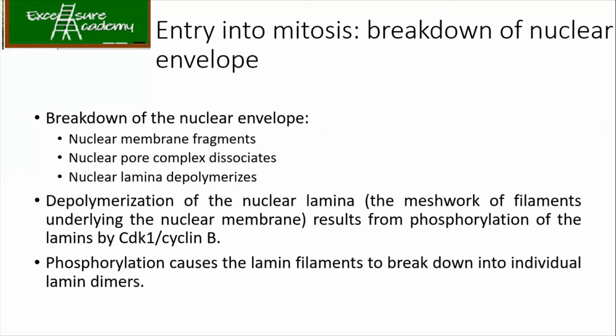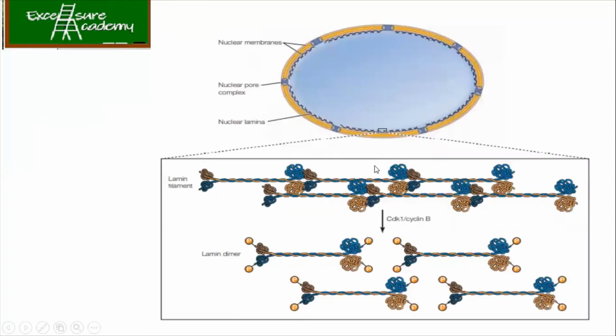So breakdown of nuclear envelope means the nuclear membrane is getting fragmented, NPCs are getting dissociated, and the nuclear lamina is getting depolymerized, that is by the phosphorylation, right? So depolymerization of the nuclear lamina is also from the phosphorylation of the lamins by the CDK1 cyclin B. So phosphorylation causes lamin filaments to break down into the individual lamin dimers, and hence we say that the nuclear envelope has disappeared.